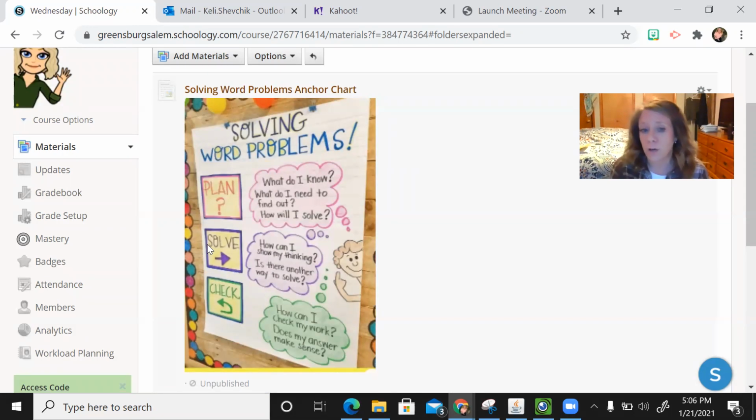You could also ask yourself, is there another way to solve the problem? Because we've been using equations, drawing pictures, using place value charts, so many different ways, that if you solve it using two different methods and you have the same answer, then you can be super confident that your answer is correct. And the last thing that you're going to do is check. So think about how you could check your work and if your answer makes sense.